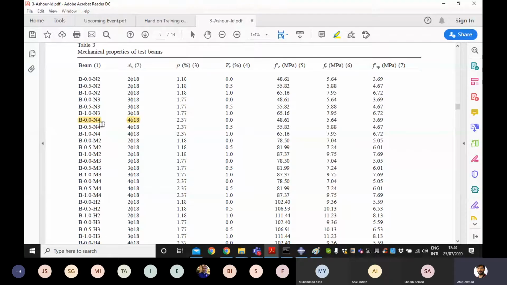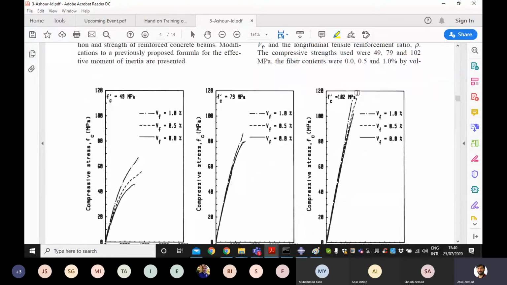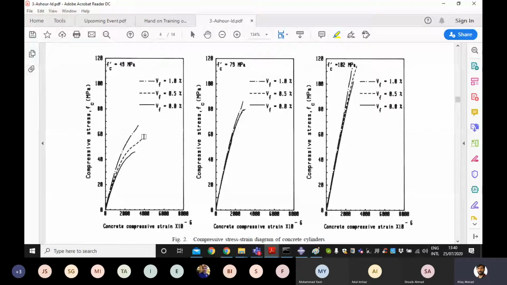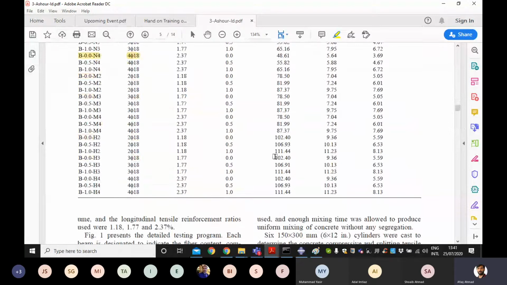Okay, 418. So this is a table. Shweb, you can also find something here about fibrous concrete. Just read this paper. He used some steel fiber contents and provided the compressive strength and stress-strain curves. For VF of 1%, 0.5% and 0%, you can see the compressive strength and the tensile strength. I think you will find a lot of helping material from this for your paper.